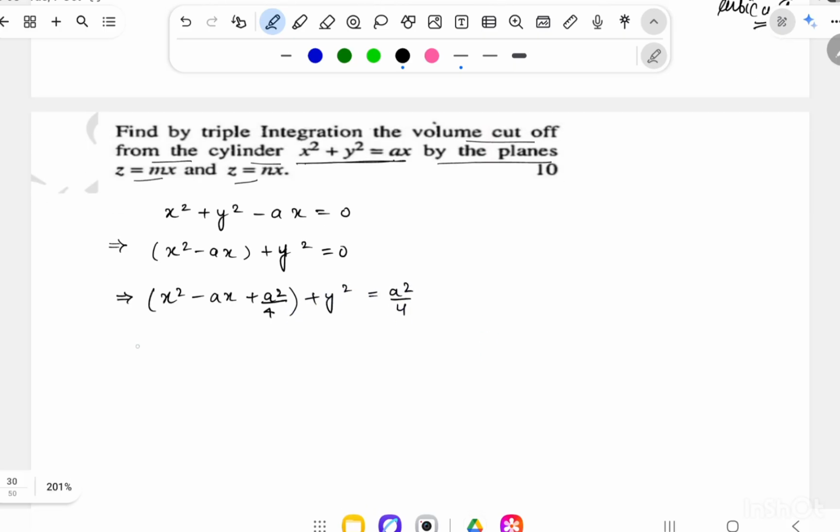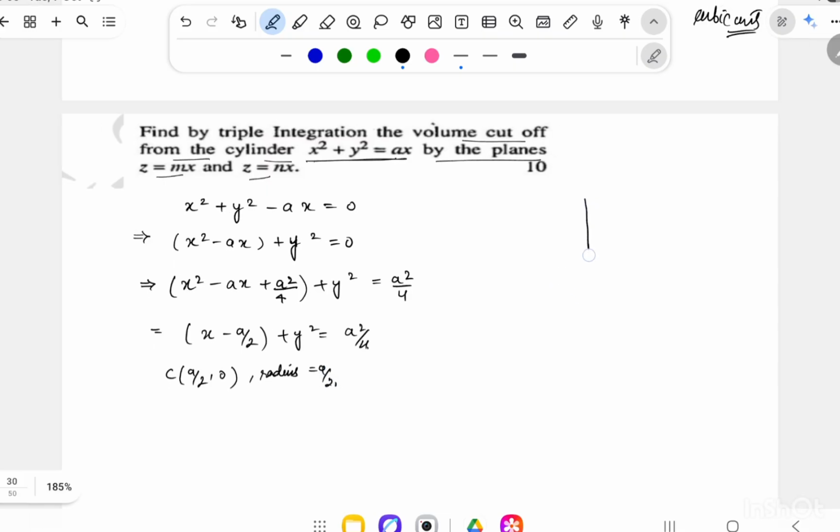which is equal to (x minus a by 2) whole square plus y square equals a square by 4. So the center of this cylinder is basically (a by 2, 0) and the radius is also a by 2. Now if I just draw this cylinder, if this is my x and y, and this is my z axis.